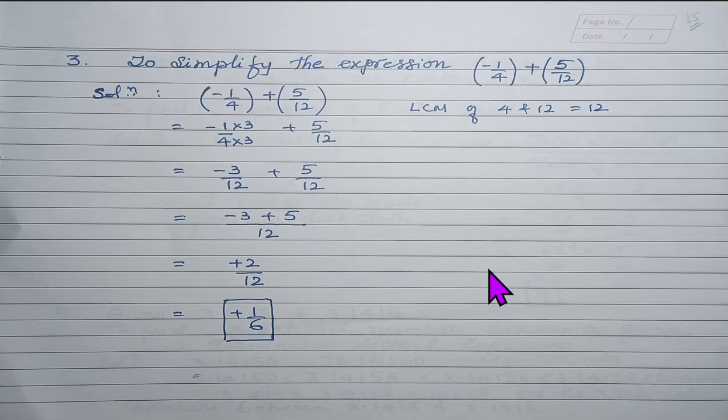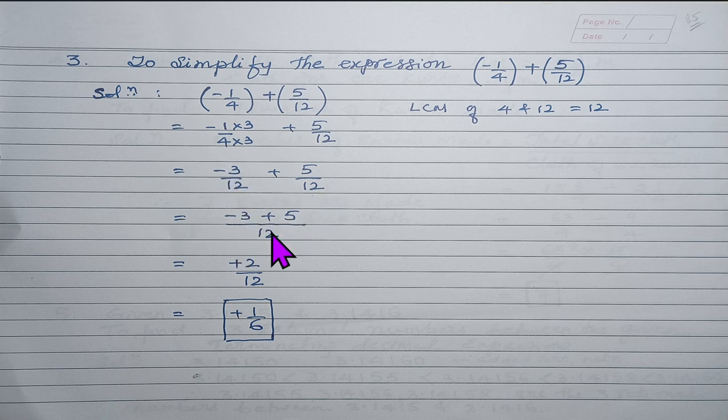Now the third example is we have to simplify this expression. The expression given is minus 1 by 4 plus 5 by 12. So let us see how to do this. Minus 1 by 4 plus 5 by 12, and the LCM of 4 and 12 is 12. So make the denominator 12. So I multiply this by 3 and 3. So it will be minus 1 into 3, 4 into 3, minus 3 by 12, and here it is 5 by 12 only. Now LCM is 12.